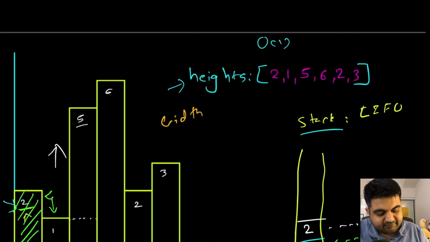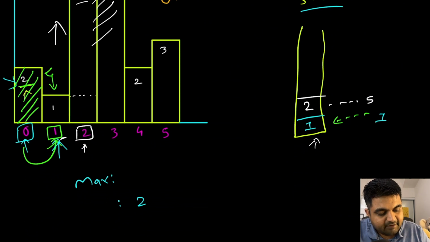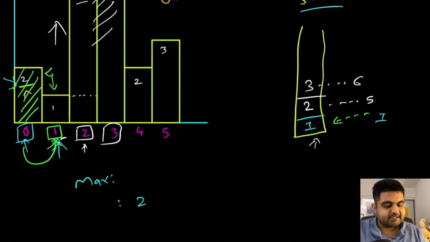Then we identify height 6, which means this 5 is still relevant. Because 5 is relevant, we are once again going to add 6 on top of the stack, or sorry, not the value 6, but the index position of 6, which is index 3. So we put 3 on top of the stack, and the height is 6.